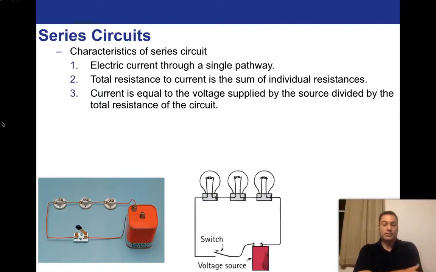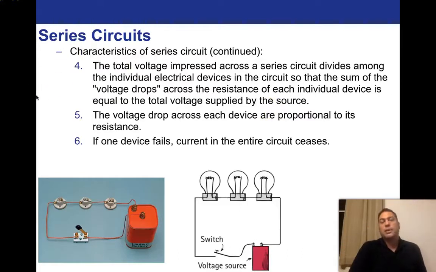And there are consequences for this, right? The characteristic of a series circuit is the electric current through a single pathway. It's pretty simple, right? Here's a battery, here are 3 lights, you throw the switch and it works. It's all in one thing. But what if you cut the line right here, and the whole thing goes dead? Total resistance to current is the sum of the individual resistances. So you add up all the resistance, and that's the amount of resistance on the entire system. The current is equal to the voltage supplied by the source divided by the total resistance of the circuit, right? That's Ohm's law. Just using Ohm's law, you can figure out the current.